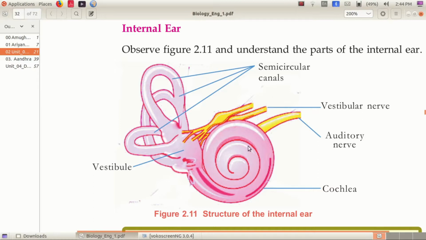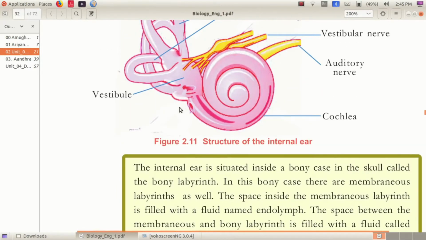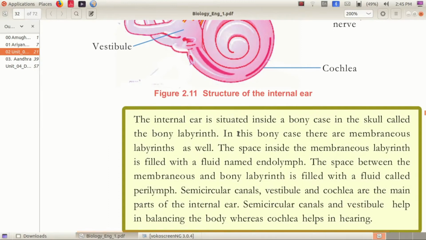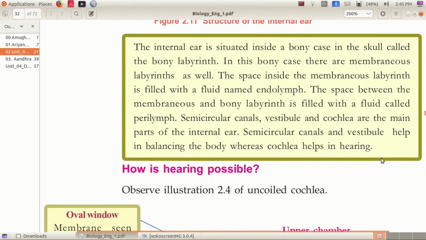So there are 2 fluids in the internal ear, endolymph and perilymph. Here you can see endolymph inside the membranous labyrinth of the internal ear. Where can we see the perilymph? The space between membranous and bony labyrinth is filled with a fluid called perilymph. These are the main parts of the internal ear: semicircular canals, vestibule, cochlea, auditory nerve and vestibular nerve. Semicircular canals and vestibule help in balancing of the body, whereas cochlea helps in hearing.